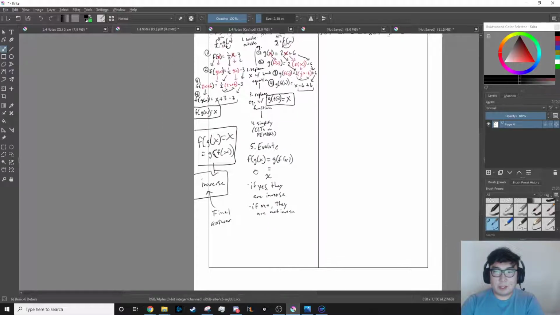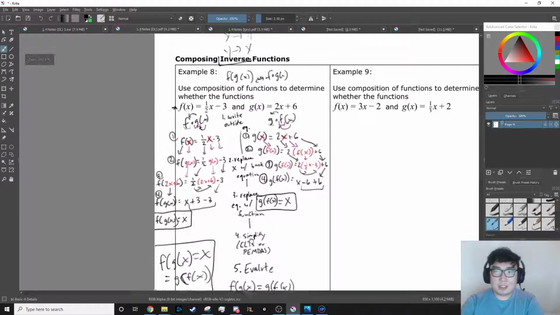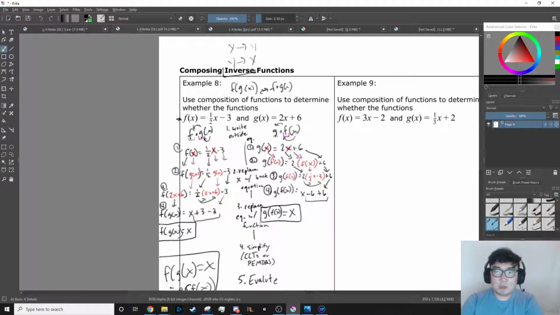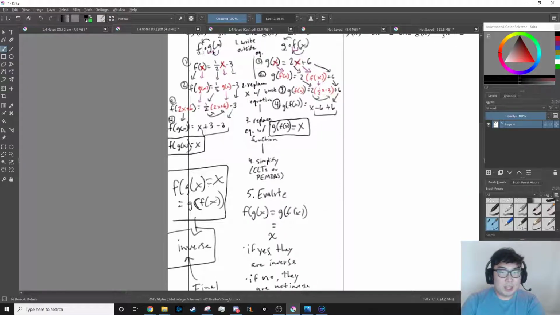Because let's come back to the question. The question is asking us to use function composition to determine whether a function is an inverse. So I have to say they are inverse because they both equal x. This part right here is the important part. Both of them equal x, and that's how we connect both of those equations together.